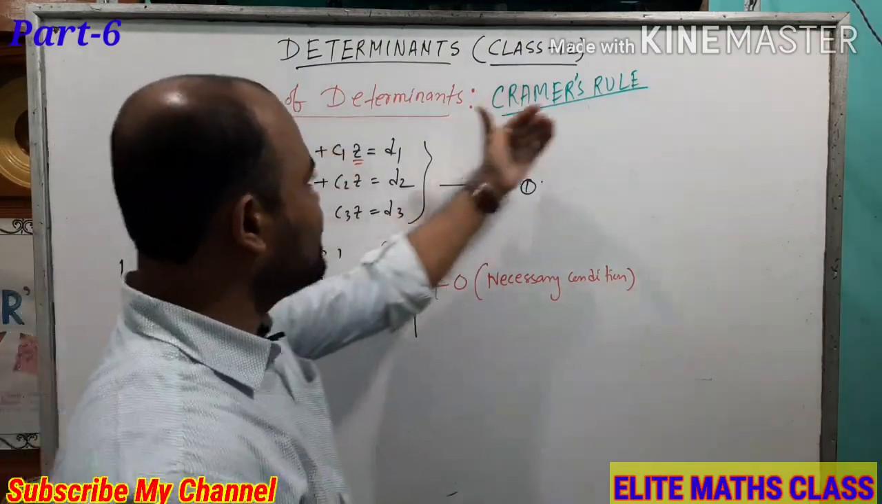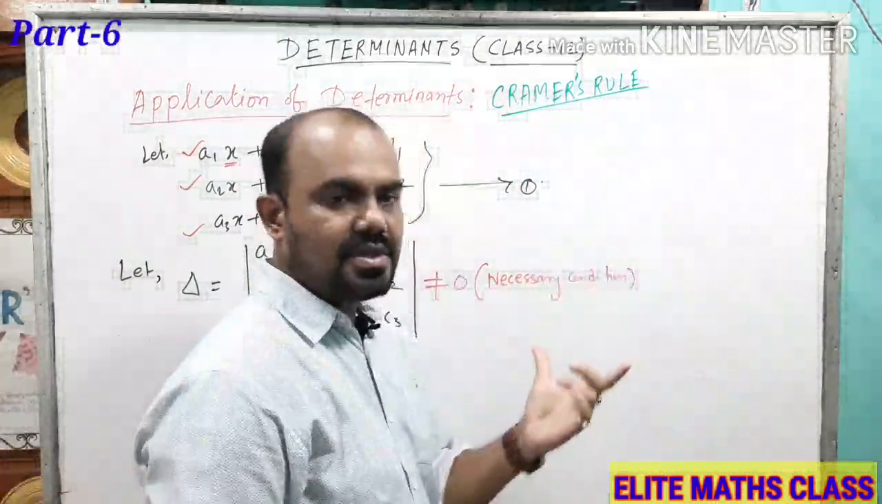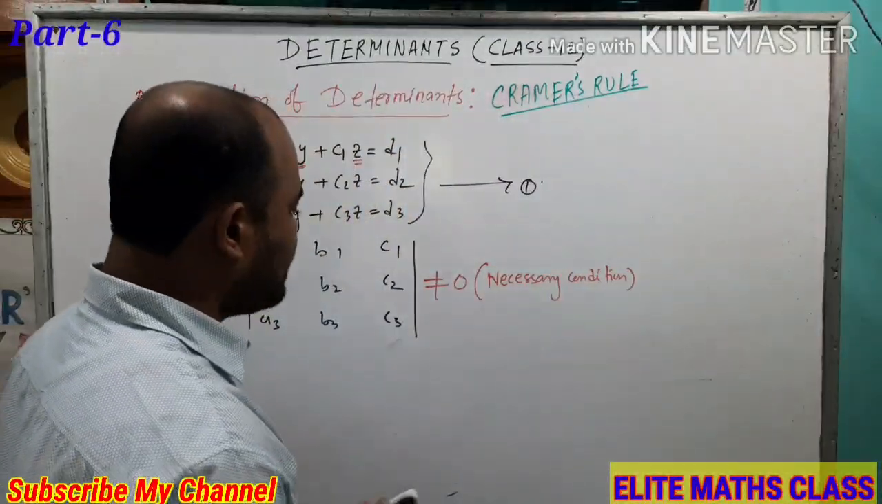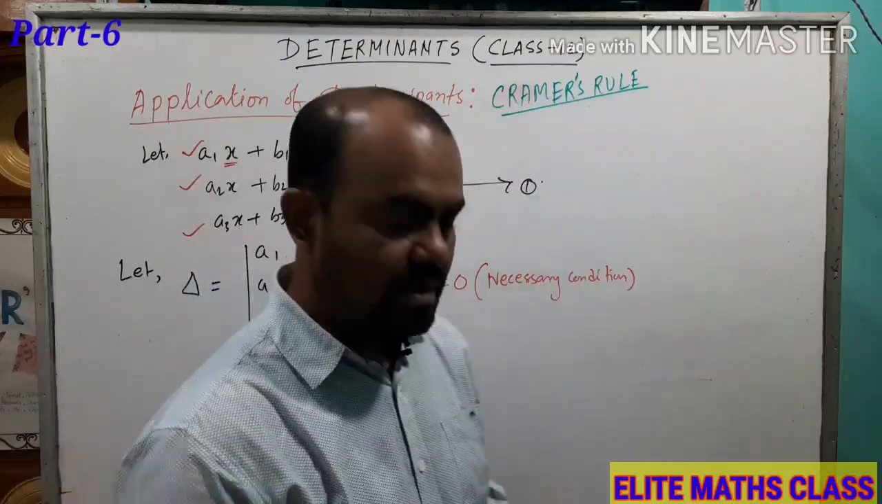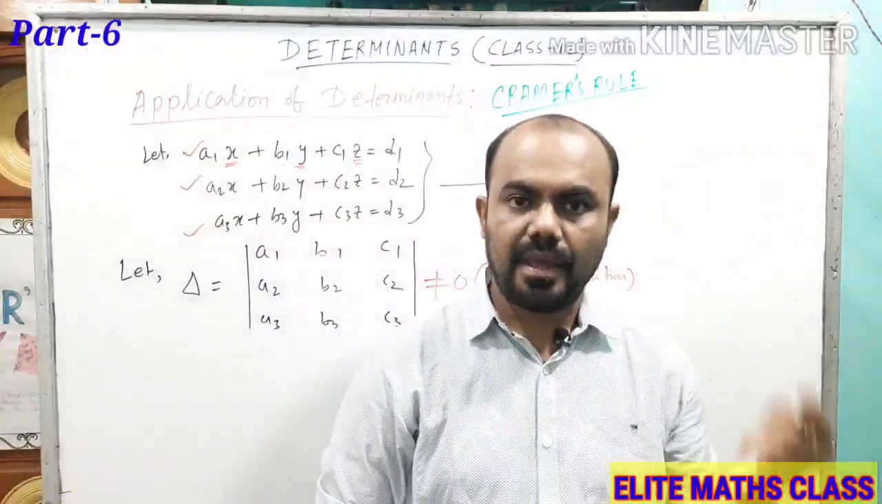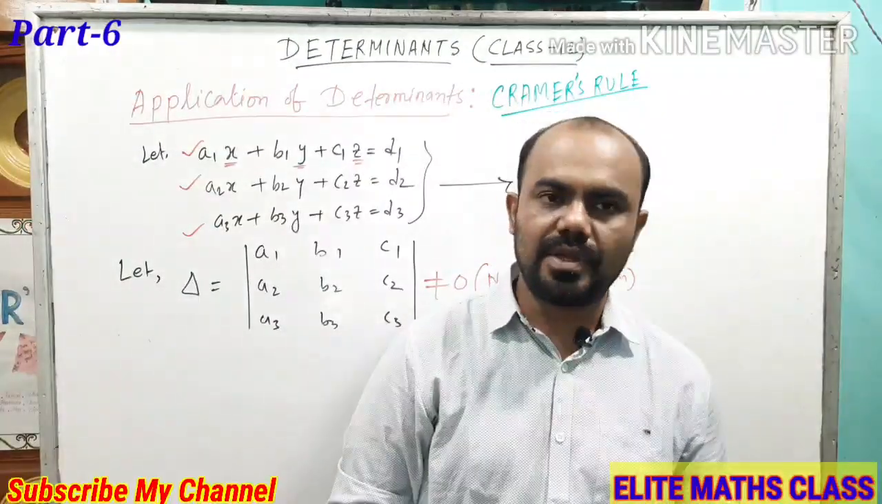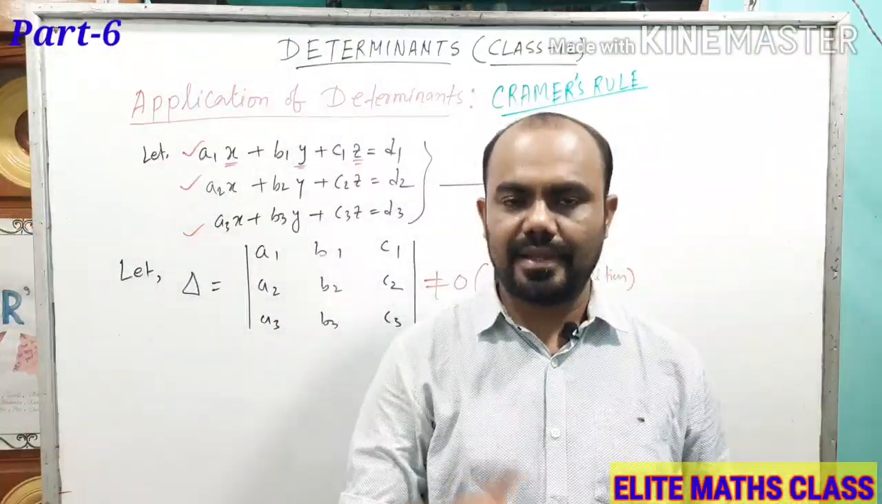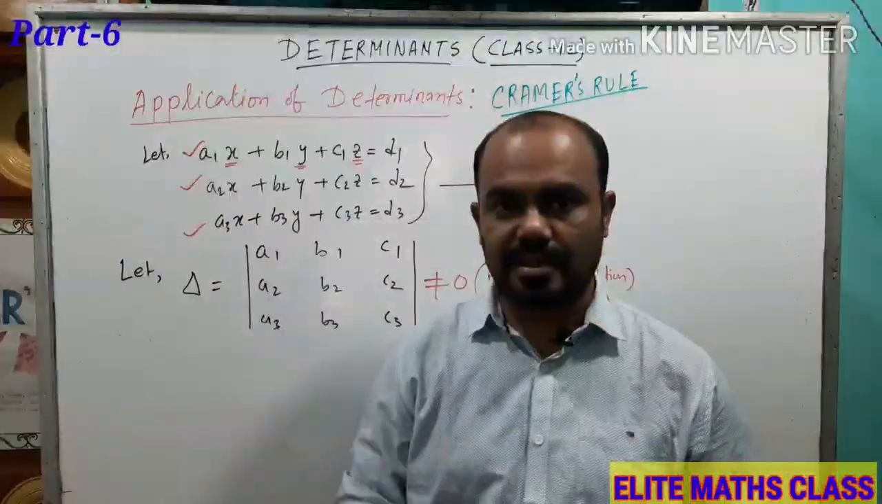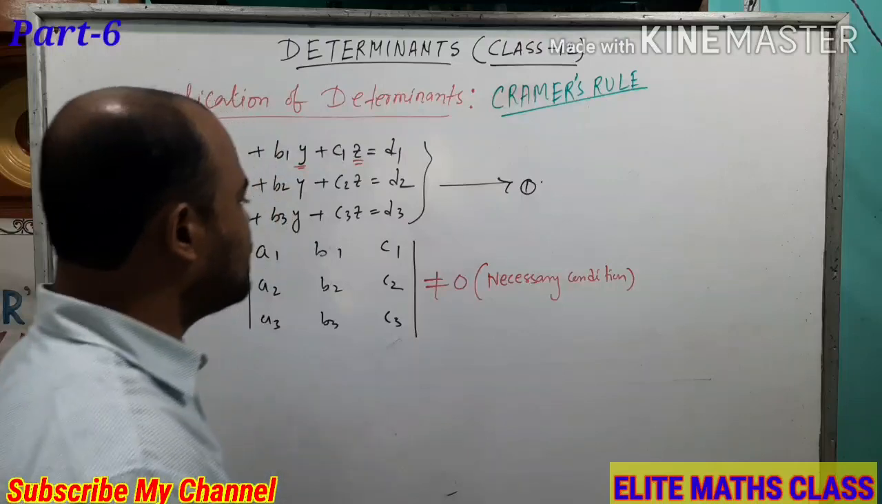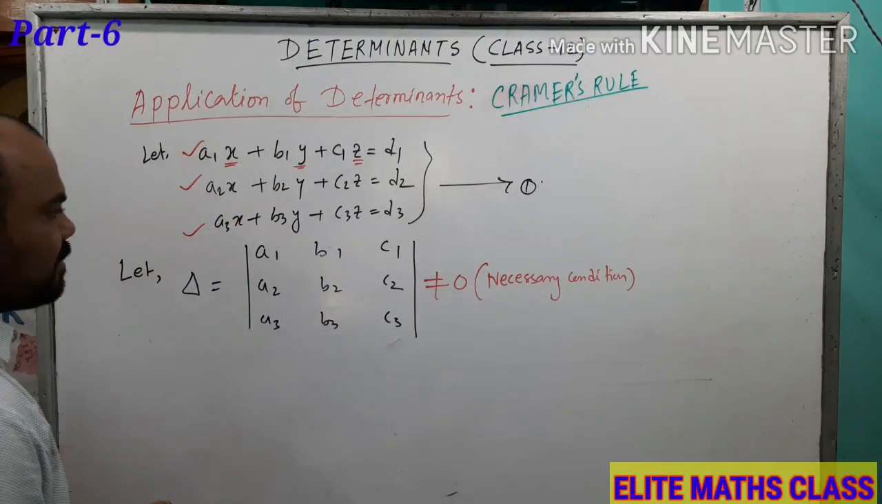Now see what Cramer's rule is, or by using determinants how we can find the solution of this system. There are actually three cases. The system may have a solution, may not have a solution, and if the solution exists, then it may be unique or it may be infinite. That part I will discuss in my next video. Now let us see the process, how to find the solution of this system by using Cramer's rule.